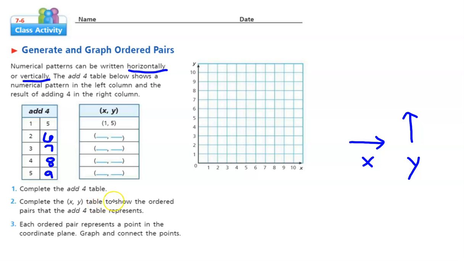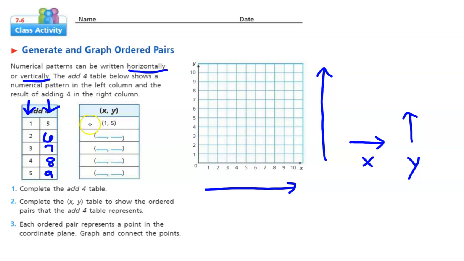Complete the X and Y table to show the ordered pairs that the add 4 table represents. Basically what you've done is this column is going to tell you how much you move to the right, and this column is going to tell you how much you move up and down, or sorry, just up. And that's going to become what we call your X and Y coordinates, because if you'll remember, this is called your X axis and this is your Y axis. So that's all very fancy, but really all it means is that this number on the left is your X and this number on the right is your Y. It's basically how they've changed after you added 4.